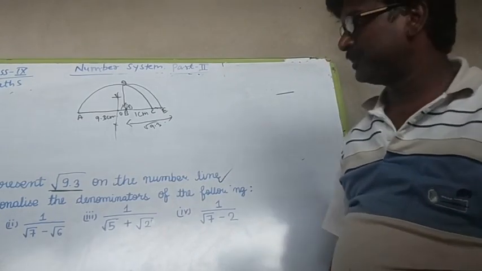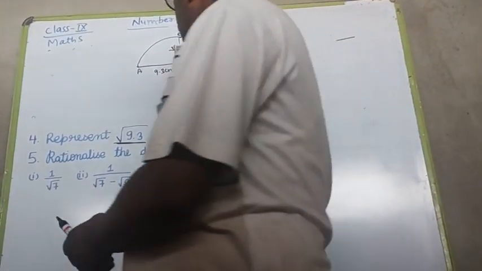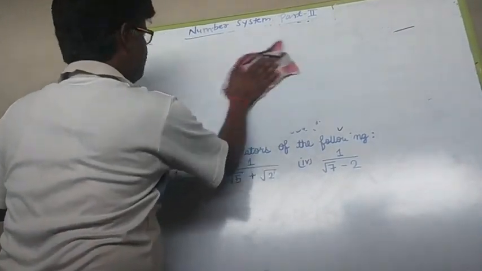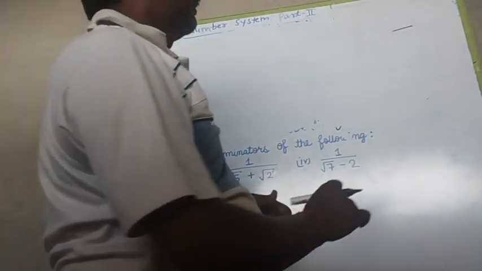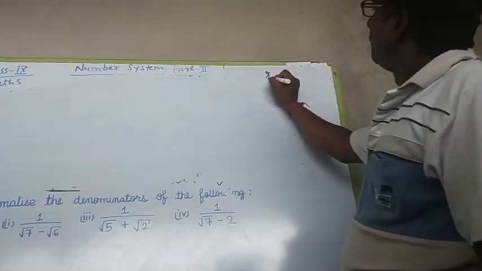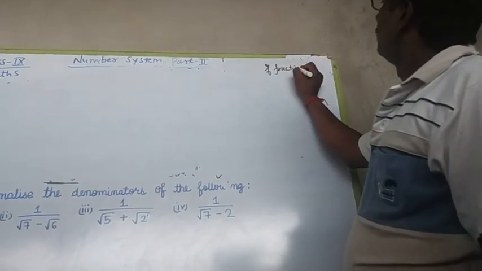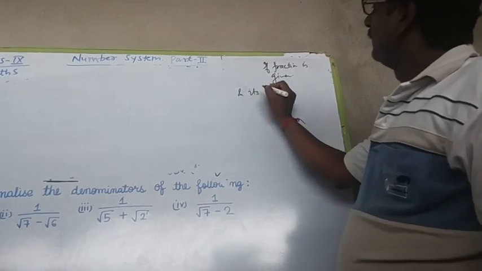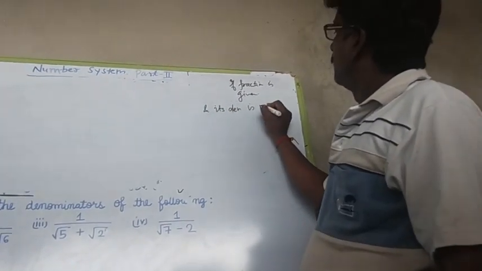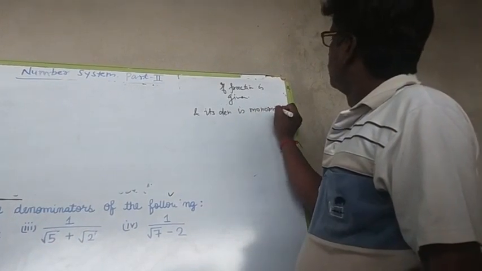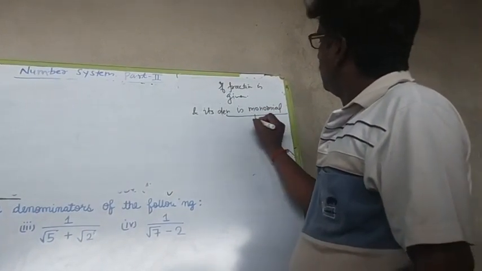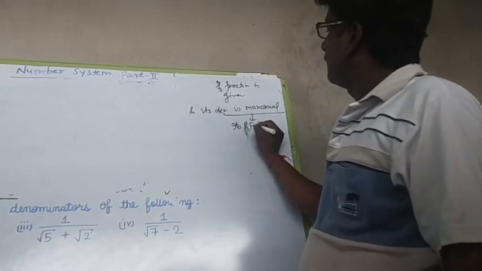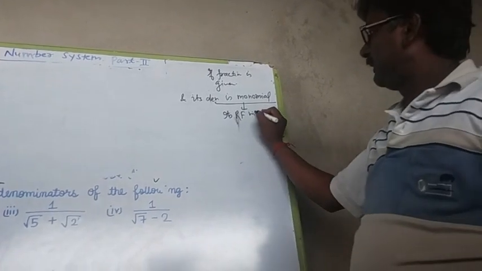Okay. The last question is question number 5. How can we rationalize the denominator of any number? In a fraction, if the denominator is a monomial, then its rationalizing factor will be itself.